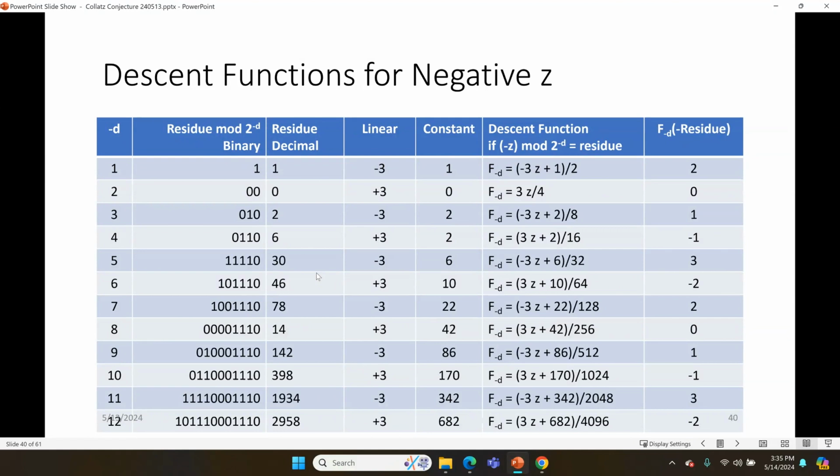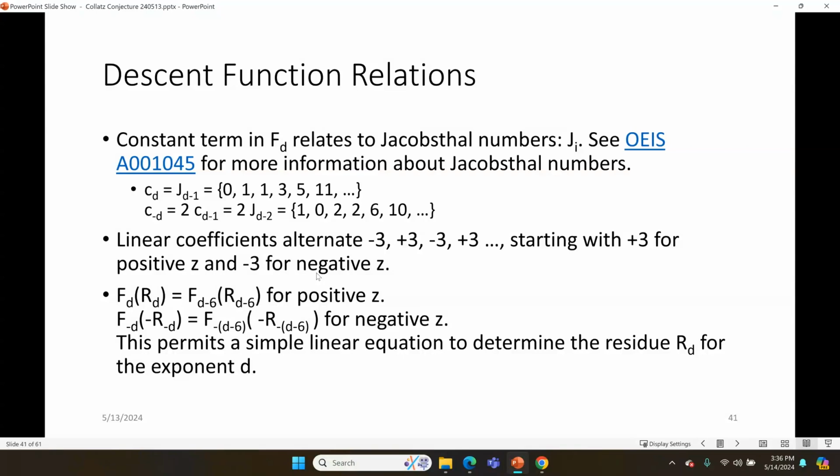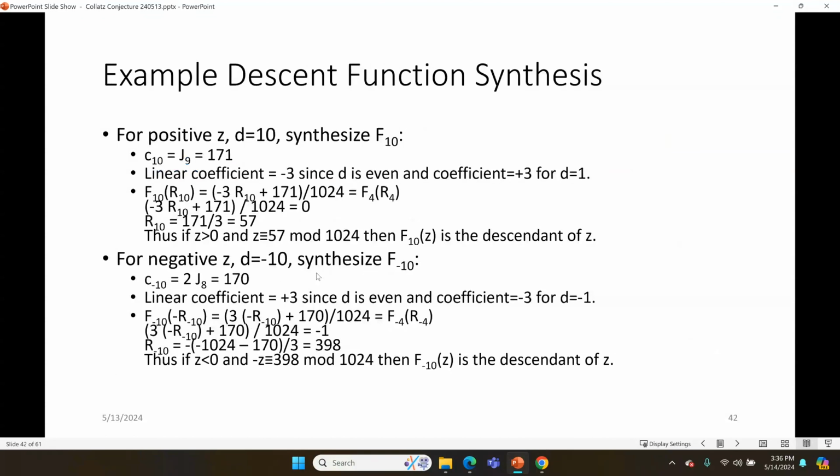The constant term in the functions is the Jacobsthal series of numbers. For the positive functions, it's 0, 1, 1, 3, 5, and so forth. For the negative descent functions, it starts with 1, and then 0, then 2, 2, 6, 10, and so forth. It's twice the Jacobsthal numbers. The linear coefficients alternate plus or minus 3 for each descent function. And then there are some other relations that are relevant to the derivation of subsequent descent functions.